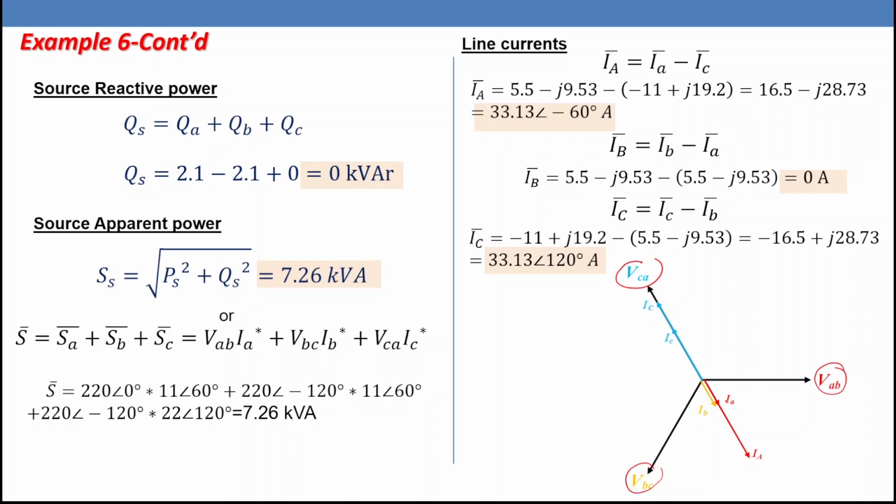Regarding I small a and I small b, they are at 60 degrees and the current is 11 ampere. But I capital A is at 60 degrees with 33.13 ampere. I small c is 22 ampere and I capital C is 33.13 with angle 100. So definitely the system is unbalanced, and these are the distributions for the voltages and currents. Voltages are balanced but the currents are not balanced.